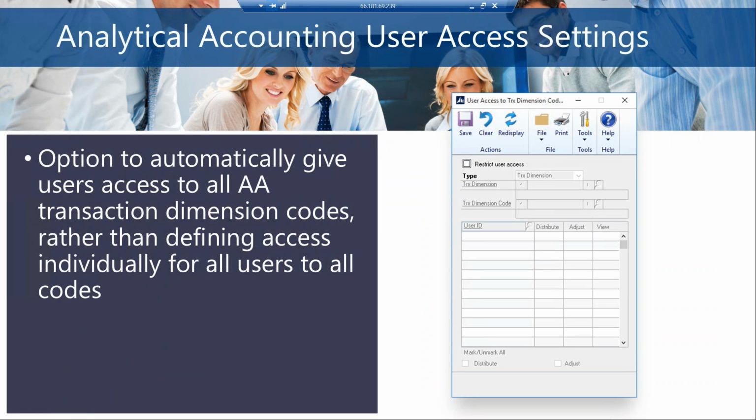In regards to analytical accounting, and by the way, we're almost done in respect to your time. Analytical accounting allows us to automatically give users access to all transaction dimension codes rather than defining access individually. The original intent of analytical accounting was to allow certain people to have access to just the codes that apply to them, but what they found is that it's really inconvenient to go in and pick and choose. So you'll have the option to restrict access or not. If this box is not marked, then basically everyone that has access to analytical accounting has access. And a big time saver. I don't know how many times I've had clients call and say, hey, I added this code, but I can't see it, and this is why.